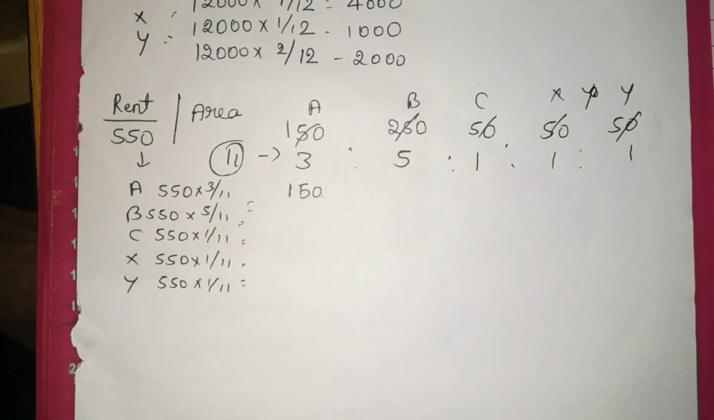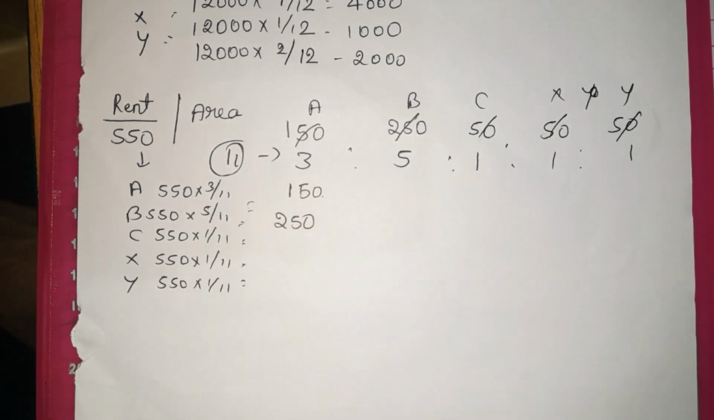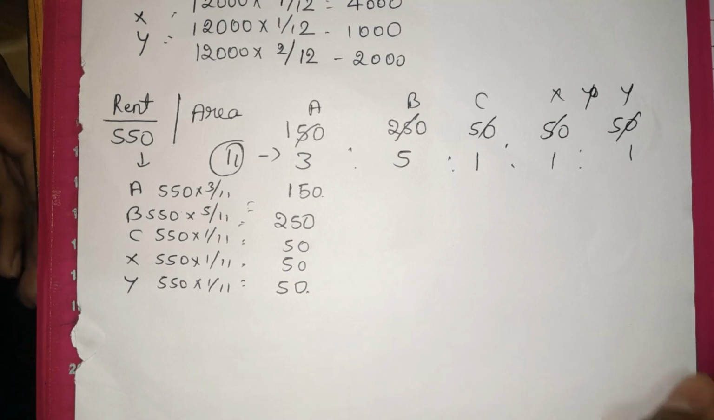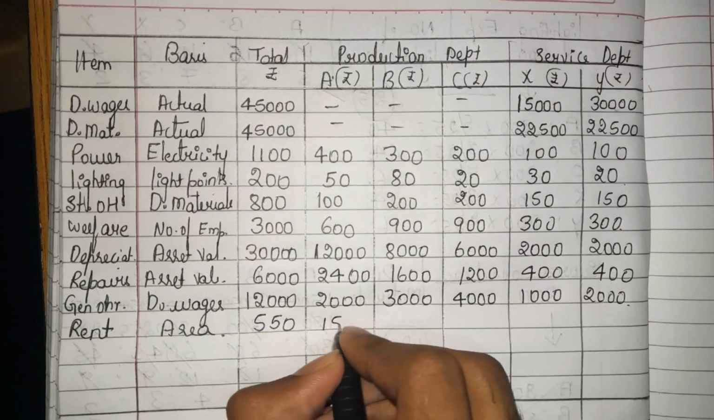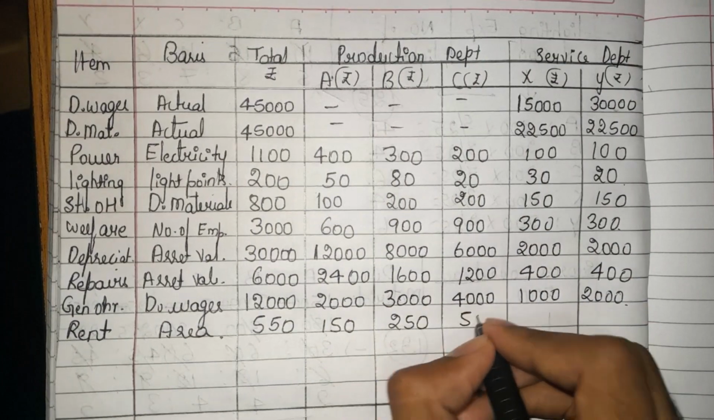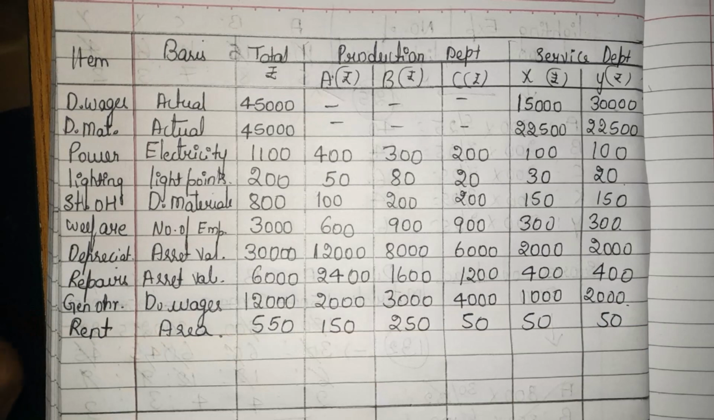Next, 550 into 5 divided by 11, it will be 250. Next, 550 into 1 divided by 11, it will be 50, 50 and 50. Now this amount we need to write over here: 150, 250, 50, 50 and 50.